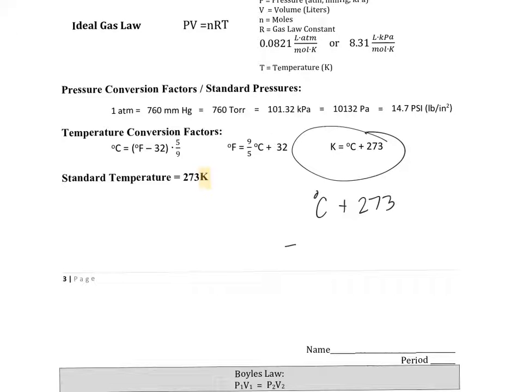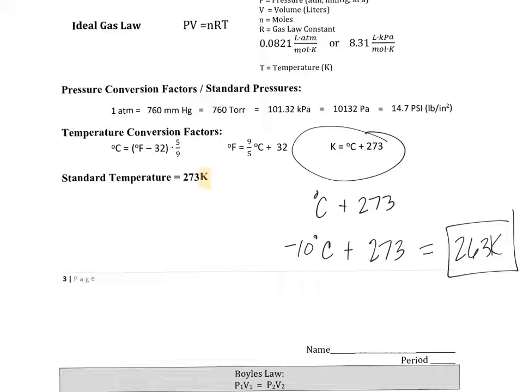So let's say we have negative 10 degrees Celsius, super cold. I wrote my C, degrees Celsius plus 273, and your answer would be 263 Kelvin. So pretty straightforward, probably the easiest conversion you're going to do all year. I hope you like this one. If you have, let's say, 40 degrees Celsius, you add 273, and you end up with 273 plus 40, 313.